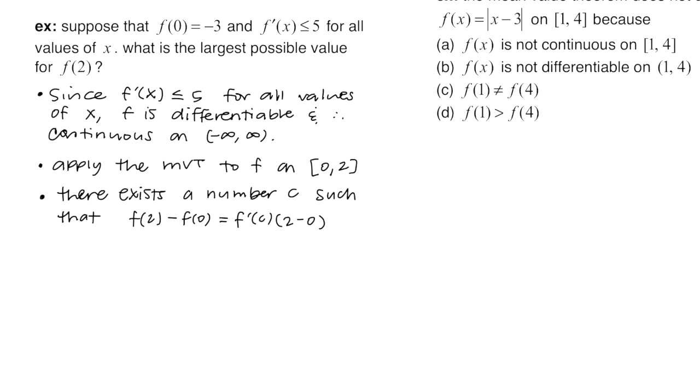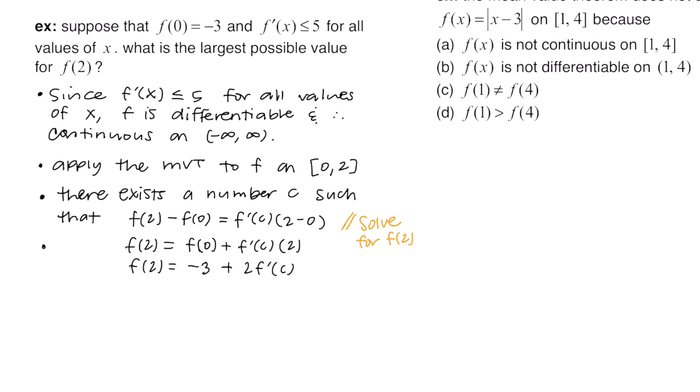Again, using the mean value theorem in this format was noted on the previous page. So I made a little note, we're going to solve for f of 2. So we have f of 2 equals f of 0 plus f prime of c times 2. We're given f of 0 equals negative 3, so I plugged in negative 3, and then we have plus 2 times f prime of c.